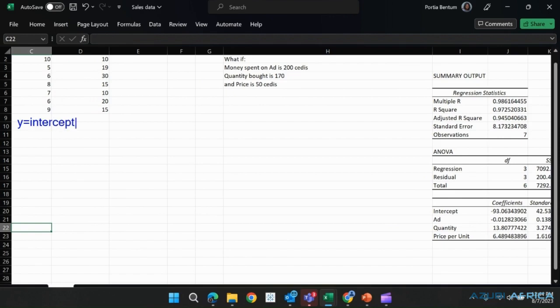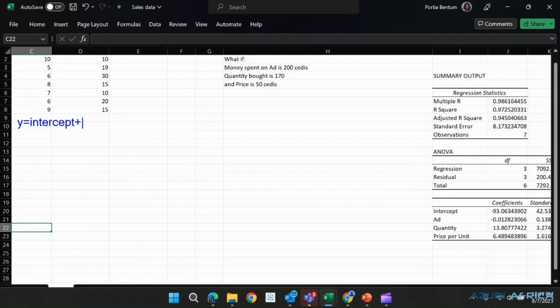And then we have to add the coefficient of the various independent variables that we are working with. Our first independent variable is ad. Our second independent variable is quantity. And our third independent variable is price per unit. So we are going to multiply the coefficients of each of them by the various amounts, prices and quantity that we know for them.